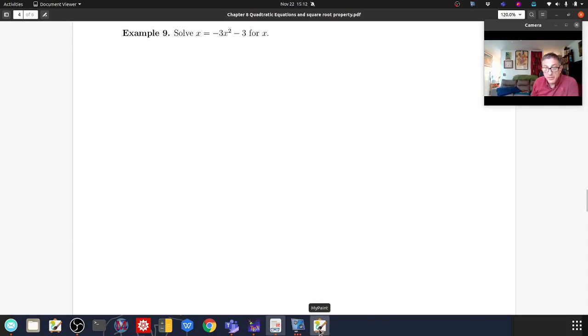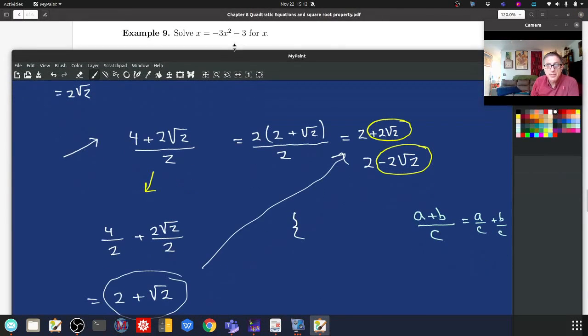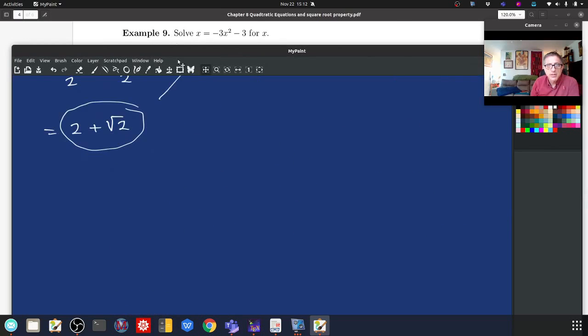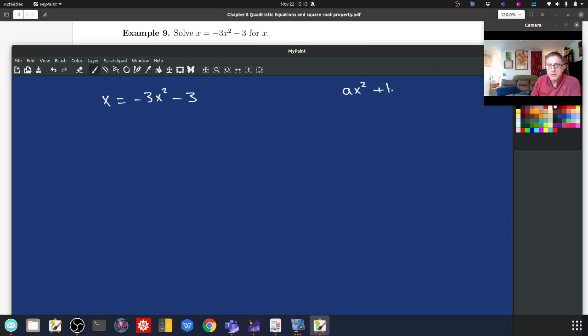Another variation on a theme. So here I have x is equal to minus 3x squared minus 3. So I want to get it in the form ax squared plus bx plus c is equal to 0. And I would prefer that my leading coefficient a not have a negative sign.